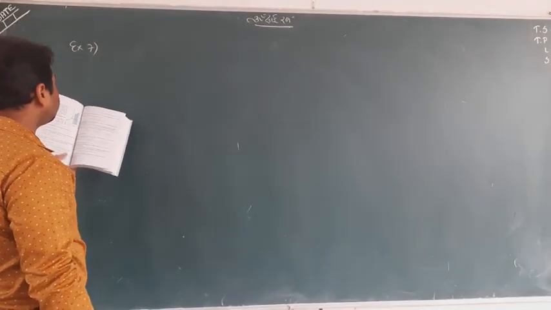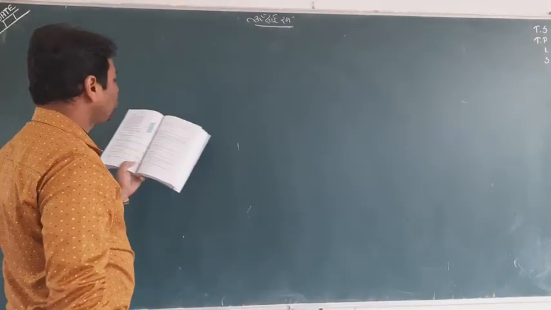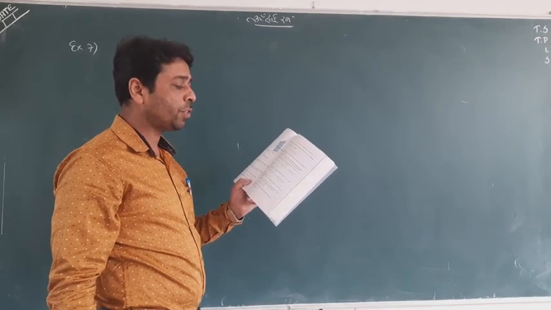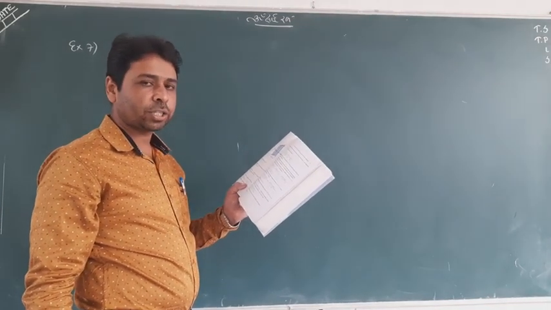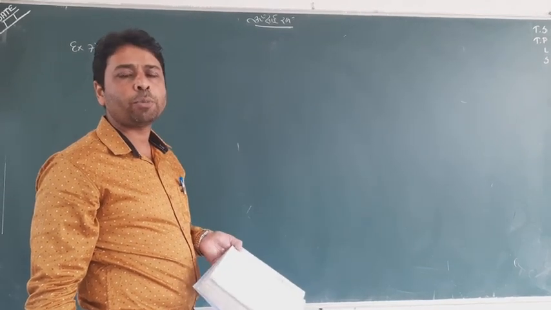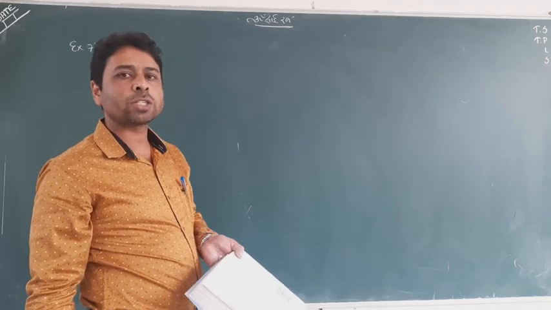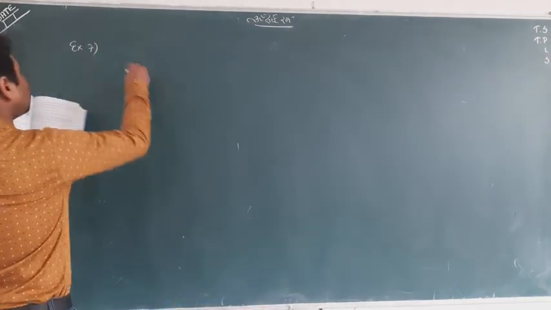Example 7 says: find the coordinates of the point which divides the line segment joining (1, -2, 3) and (3, 4, -5) in the ratio 2:3 internally and externally. So definitely we need to find the point of division in both cases, internal division and external division. The ratio is given.